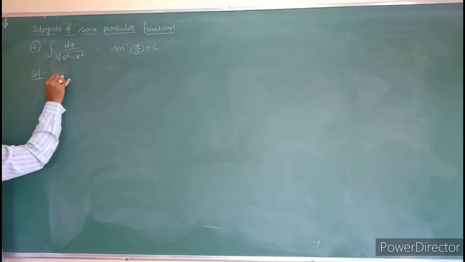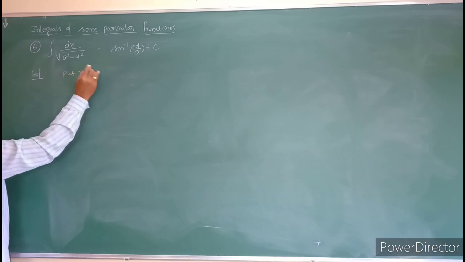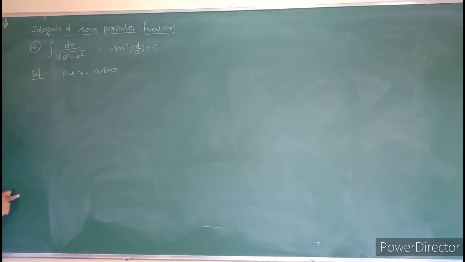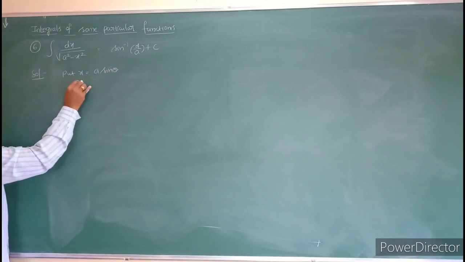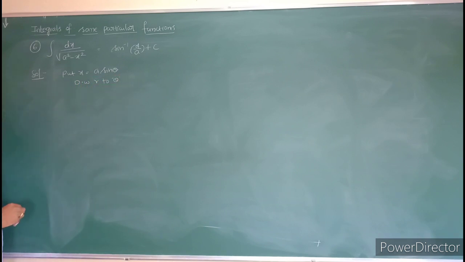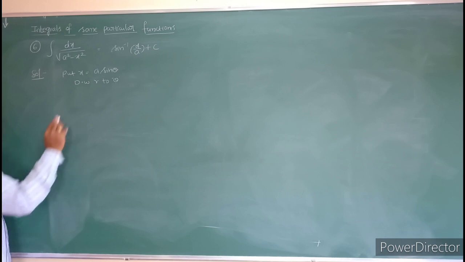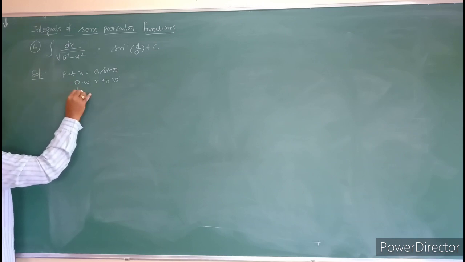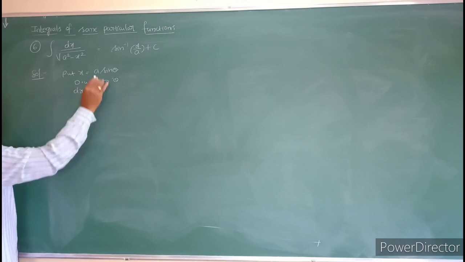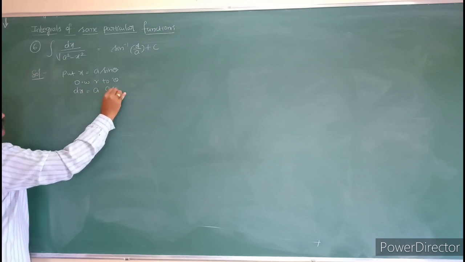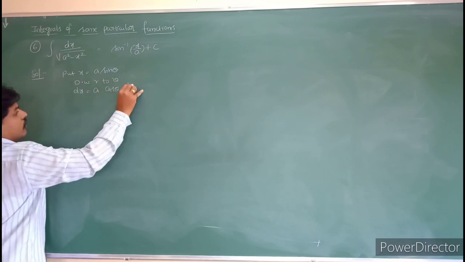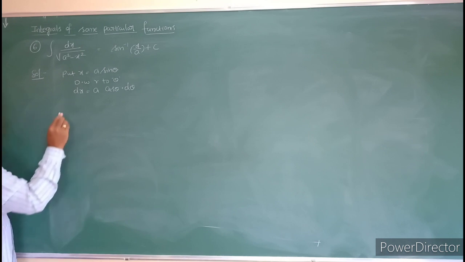First I will take that. Put x is equal to a sin theta. So what happens? Differentiate with respect to theta. dx is equal to a into sin theta derivative, which is cos theta, into d theta.